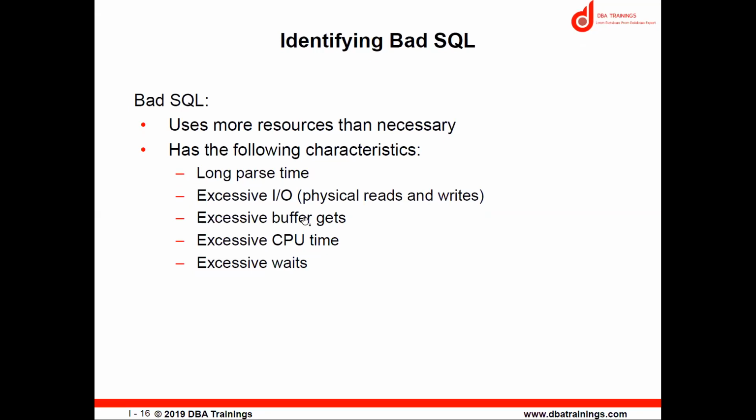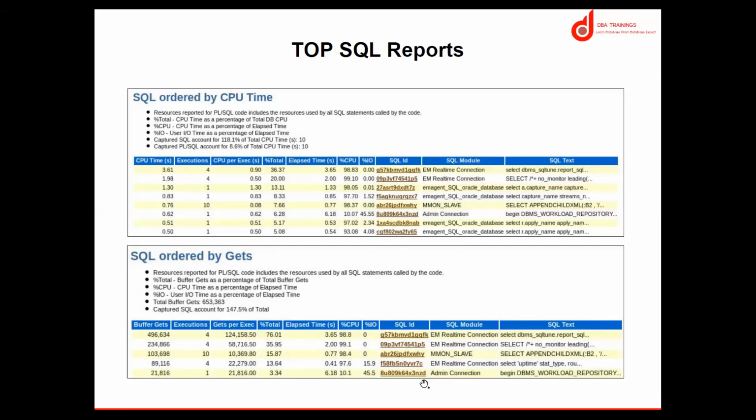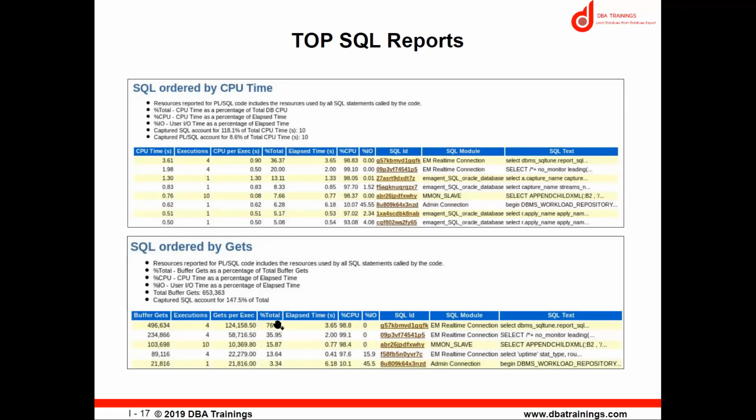Got it? So all these things will happen over there. A bad query: here you can see the top SQL report. Are you able to see the query which is taking most of the time? SQL ordered by CPU time, SQL ordered by gets. Here you can see the different SQL statements. My top SQL report is showing that one of my queries has taken almost all of my total, you can see here.